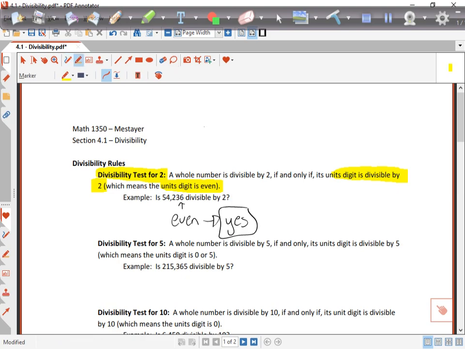The next one, divisibility test by 5, is very similar to this one. We're going to look at the last digit. And if the last digit is divisible by 5, which means it is a 0 or a 5, then it is divisible by 5. So this one, its last digit is 5. So then our answer would be yes.